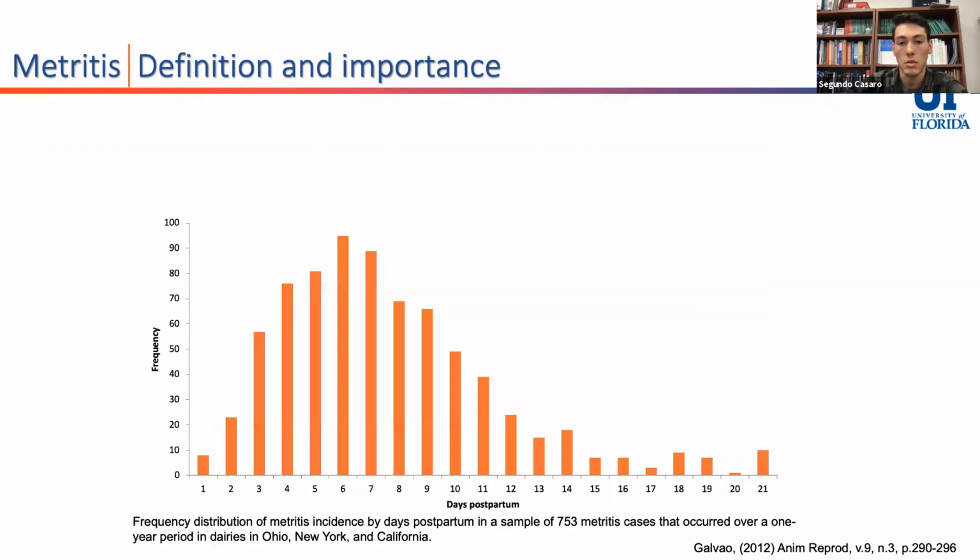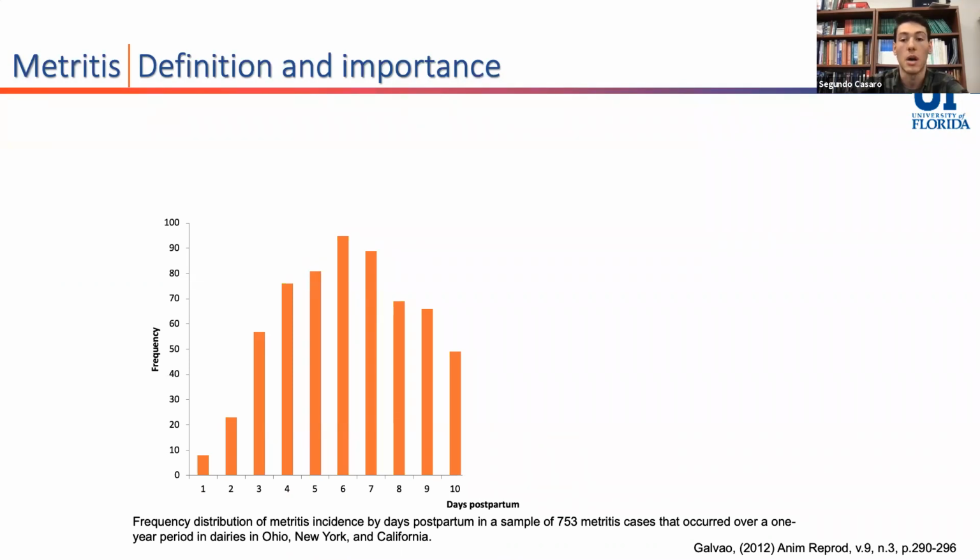So now let's continue. And as I mentioned in the first slide, metritis is diagnosed within the first 21 days postpartum. And this is the study that was done by Dr. Gavao, in which he used 753 cows, all of them with metritis, because he wanted to evaluate the frequency distribution of metritis within those 21 days postpartum. So as you can see here, 95% of all these cases will happen in the first 2 weeks postpartum. 80% of the cases will be diagnosed 10 days postpartum, and the peak incidence of metritis is 6 and 7 days after calving.